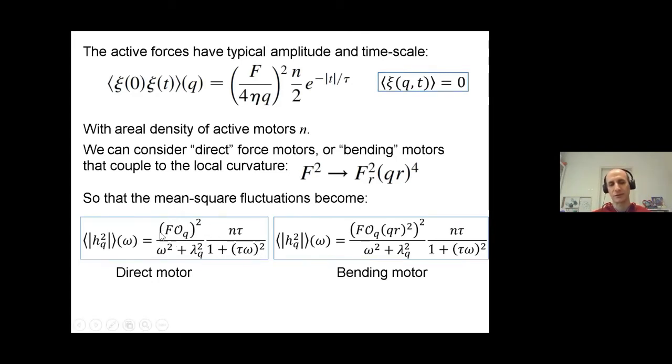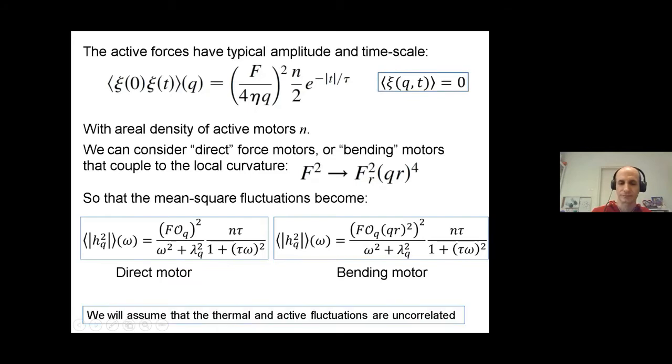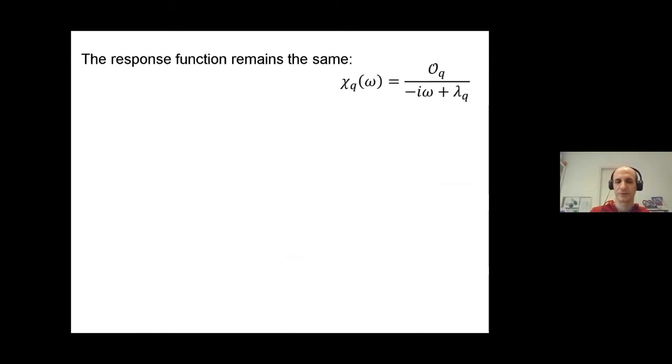And you can see that even though you might treat this thing that sits here on top as some effective temperature, because the whole first part of this equation looks to be identical to the thermal case, you have this additional multiplication factor here, which comes from the fact that you have now a typical time scale for the active forces. And that is, of course, very different from what you get in a thermal case. We will assume that the thermal and active fluctuations are uncorrelated to simplify matters. The response function is unchanged by the fact that you're pushing with an active force or a thermal force, so that's the same as we calculated before.